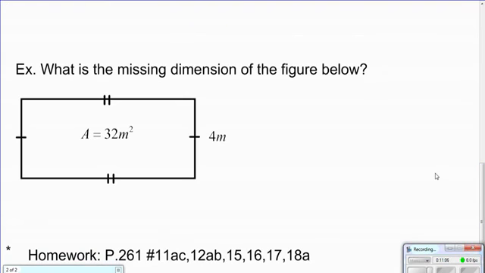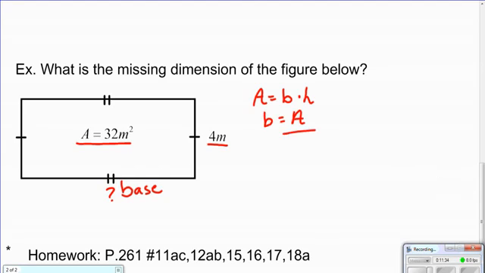Okay, and so in this next example, we've given you a rectangle, and we've said this is what the area is, and this is what one of the side lengths is, and we want to know what's the other side length. So we'll call this the base. So just starting with our formula, area equals base times height. If we're looking for the base, we're going to take the area and divide it by the height. So to find the base, we're going to take the area, 32 meters squared, divided by 4 meters.